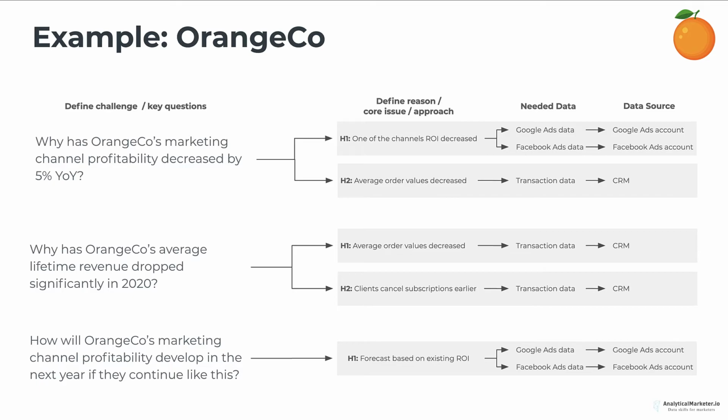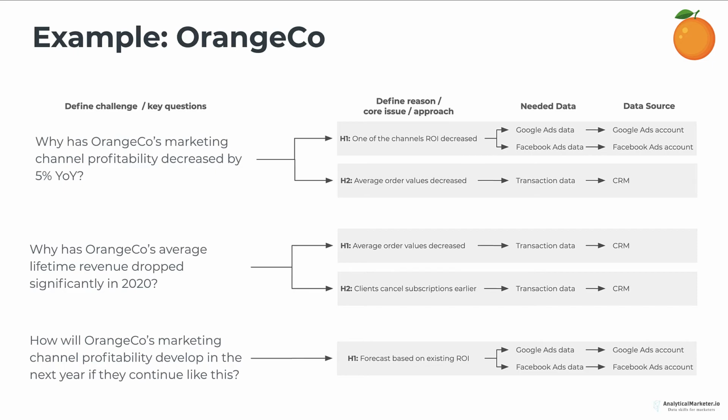The last question is a little bit different as it is a forecasting question. So instead of trying to find a core issue, we'll just define an approach here. In this case, we'll forecast based on our existing ROI from our advertising data. Alternatively, we could forecast based on budget development or absolute profit, for example.